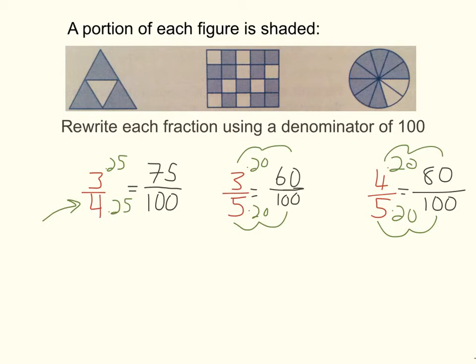So which of these figures has the greatest portion of its area shaded in blue? Once you put them over a denominator of 100, it's plain to see that 80 over 100 is the biggest of these fractions. So the circle has the most area shaded.